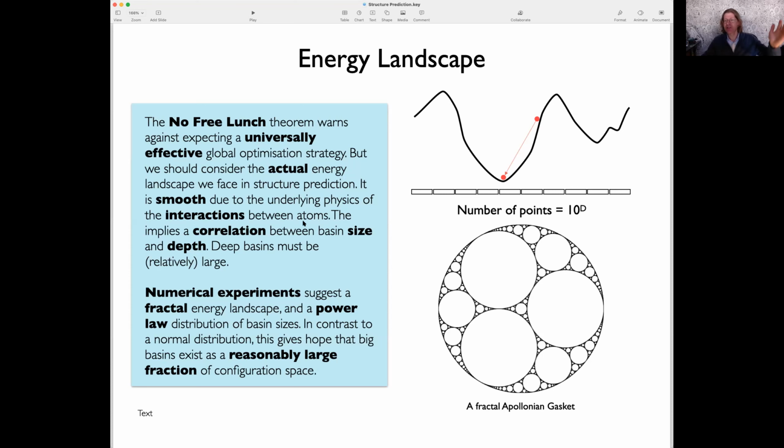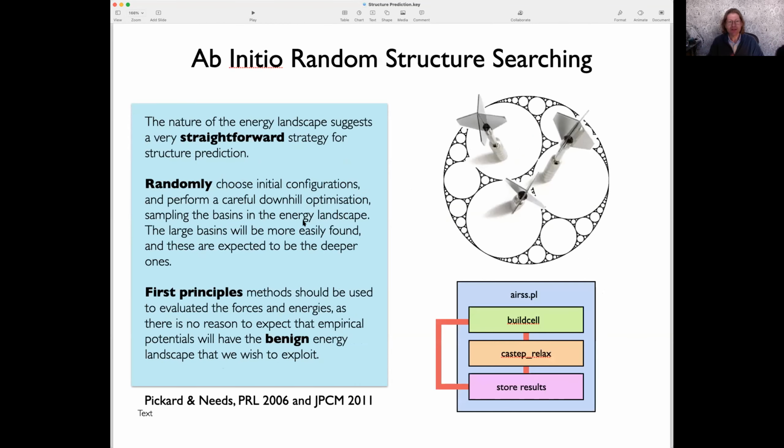So these numbers of 10 to the 23 and longer than the time of the universe for 10 atoms, you'll see very soon, I'll do searches for structures much bigger than 10 atoms, and it works quite quickly. So this is the foundations of my method, which is called Ab initio random structure searching.